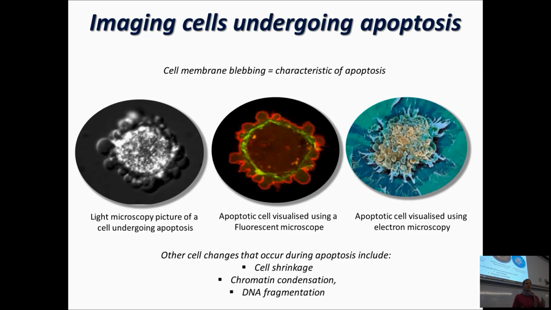So we can label different structures of the cell with fluorochromes. And here, for example, you can see the membrane blebbing that has been labeled in red. And you can see that as well using electron microscopy. That's one way to assess apoptosis. And there are other characteristics of apoptotic cells, such as DNA fragmentation, that we can also assess, among others.